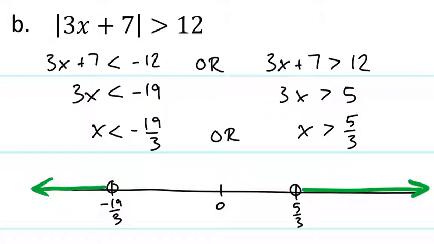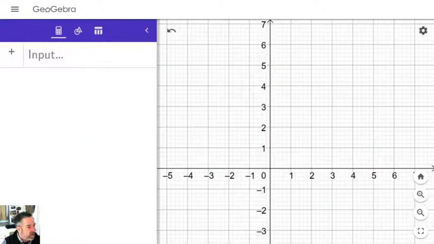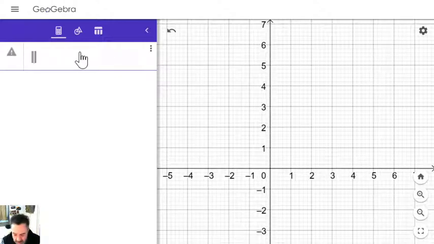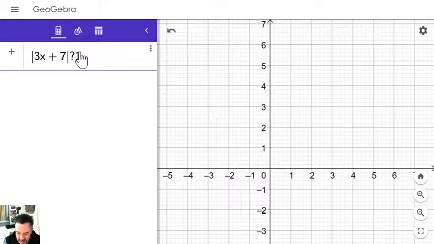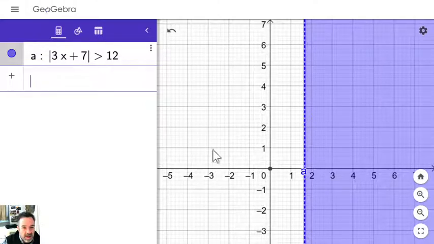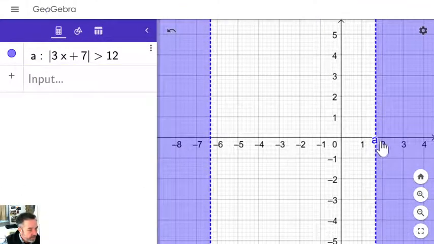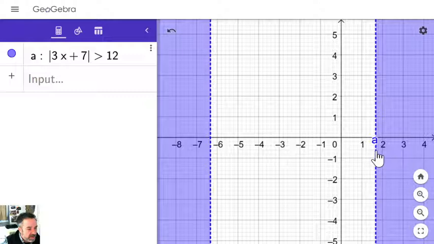I guess a good thing to do would be to look at a verification of that. So let's take a quick look at GeoGebra here. In GeoGebra, I am going to type that expression as 3x plus 7, and I'm going to make that greater than 12. And when I do that, you can see I end up with the two spots here. One of them, if I look at this spot, this is my positive 5/3, which is 1 plus 2/3, 1 and 2/3.